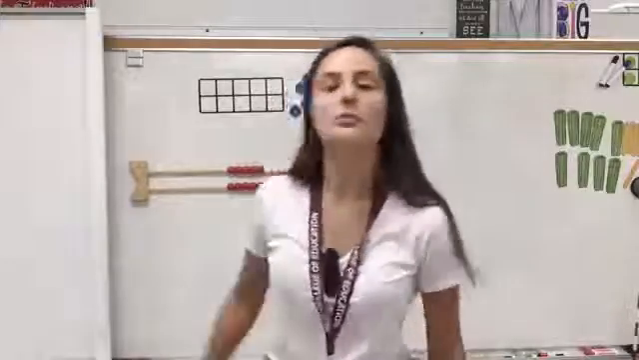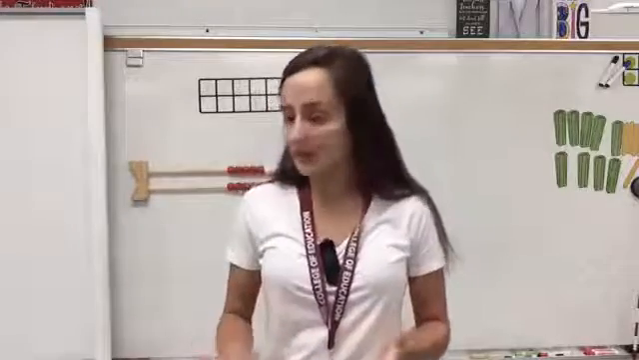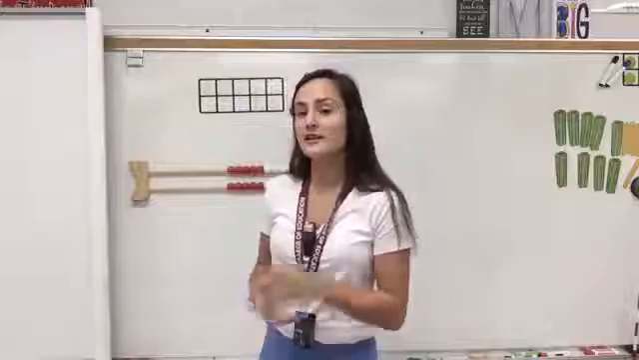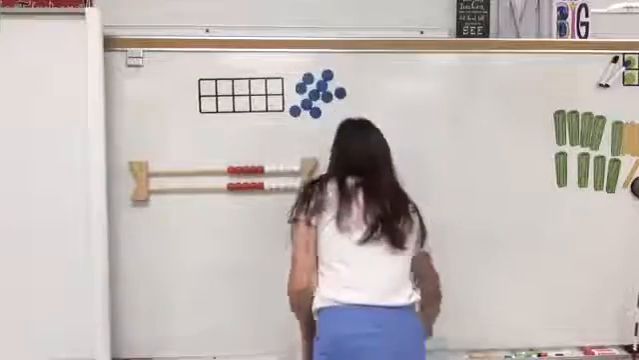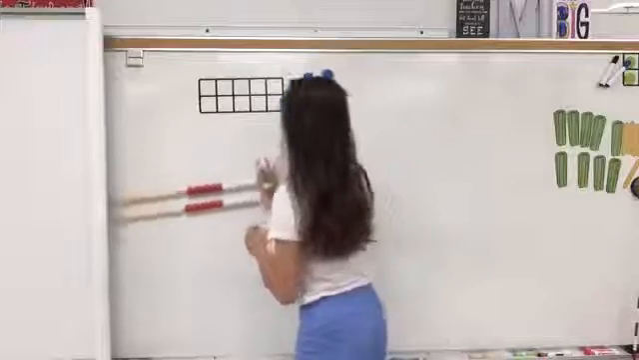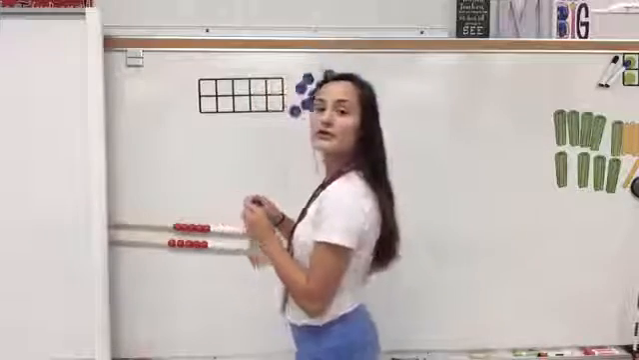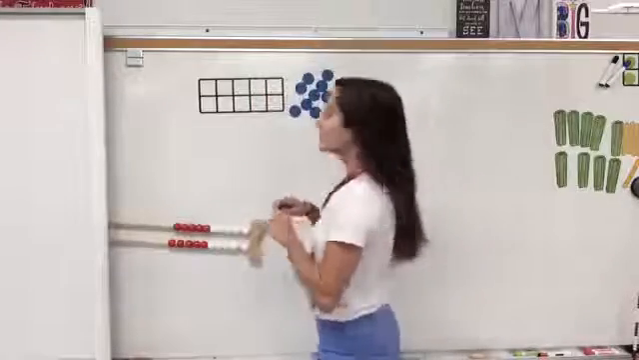So to start off, what do we know about even and odd numbers? Well, even numbers always have a pair, and odd numbers always have one left over. So let's do an example. I'm going to write a number on the board and you are going to tell me if it is even or odd.